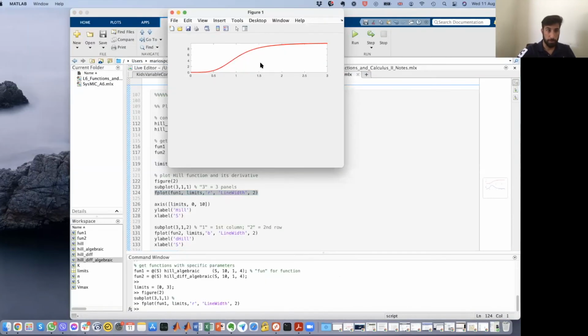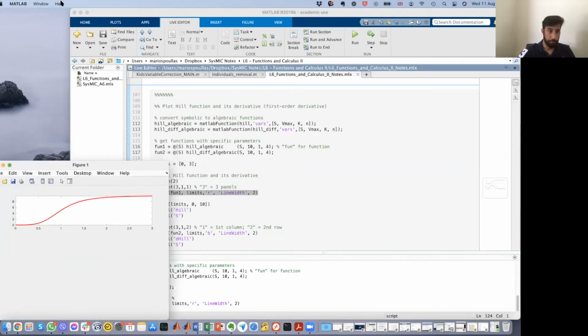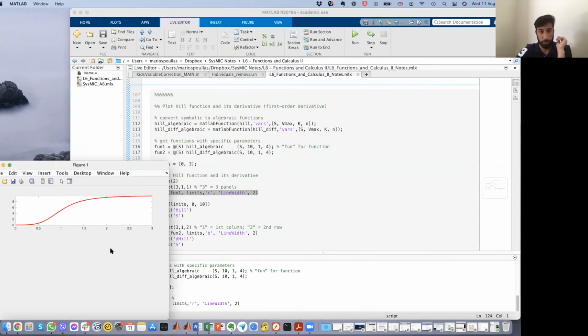Let me have that on the side. And as you can see, we've got the sigmoidal curve as we had earlier, with the limits from 0 to 3, and you can see that at some point it reaches the maximum rate, which is 10, or close to 10, and it stays there.